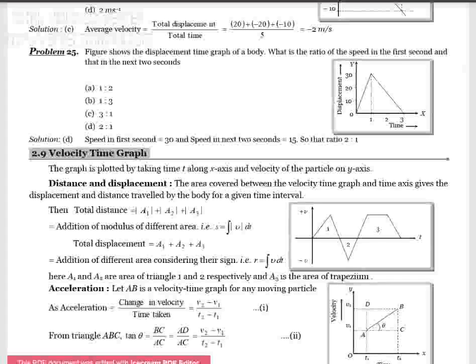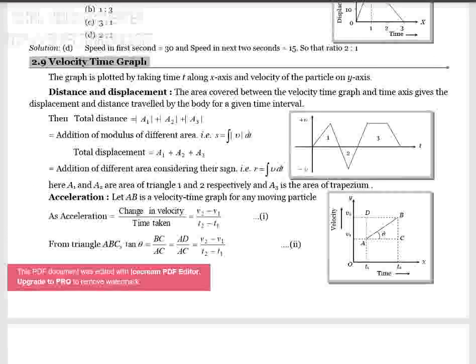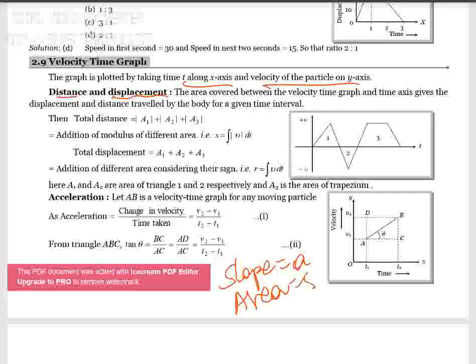Let us see the velocity time graph. The graph is plotted by taking time on the x-axis and velocity on the y-axis. The displacement is calculated by using the area under the graph, and the slope of the graph gives us the acceleration. The area under the graph gives us the total displacement of the motion.